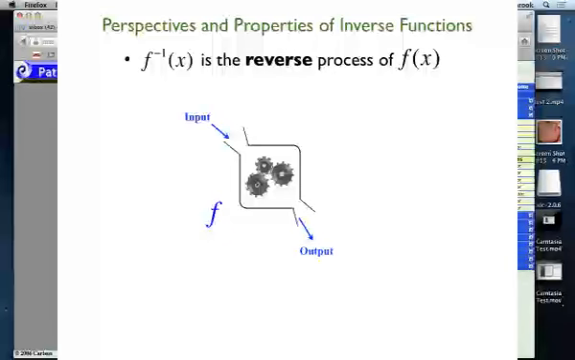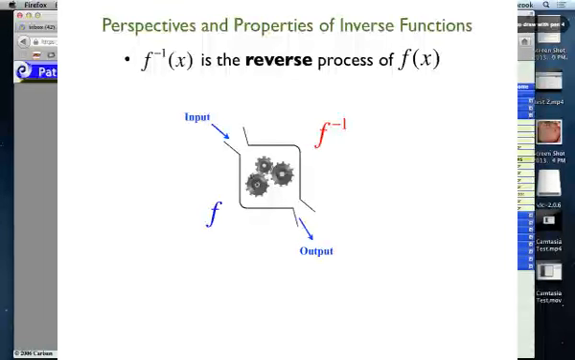So we have a function. Like that first one in the table, it takes input, it cranks on the input, and gives us output. So if we think of this as the reverse process, what are we thinking about? Well, it's the same machine, but instead we run it backwards.